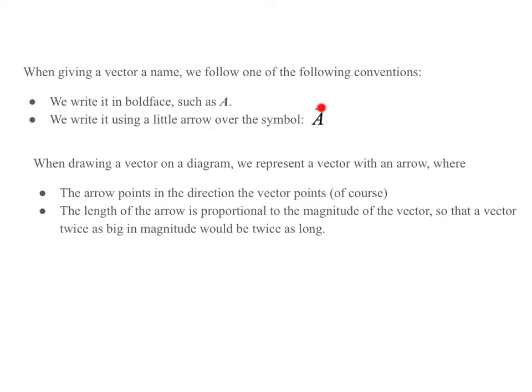The difference, of course, is that most things can't typeset this very easily, so textbooks and such often used to use the bold because it was cheaper, to be honest. It's just easier to typeset. But we'll use the arrow because it's a little clearer.